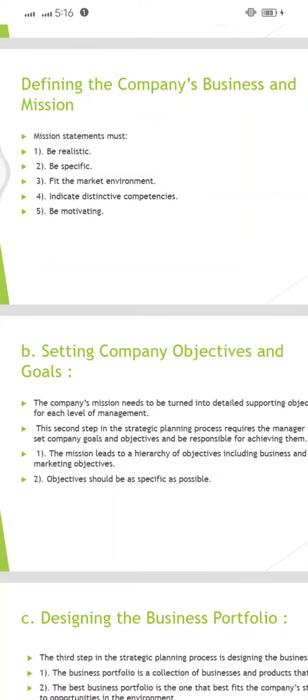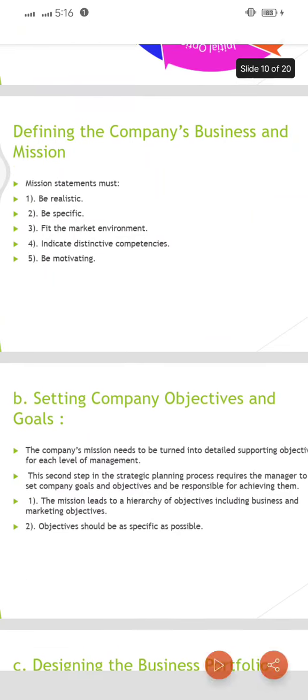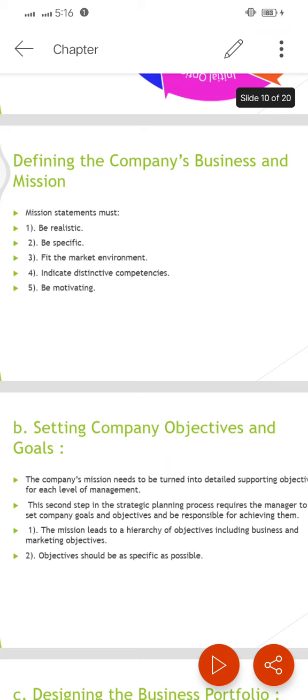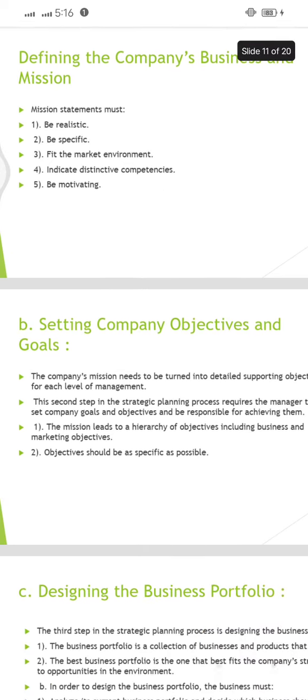और आगे guys, continue करते हैं वहीं से। Defining the company business and mission. Mission statement must: number 1, be realistic; number 2, be specific; number 3, fit the marketing environment; number 4, indicate distinctive competencies; number 5, be motivating.